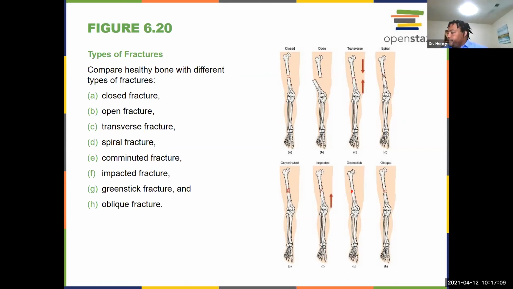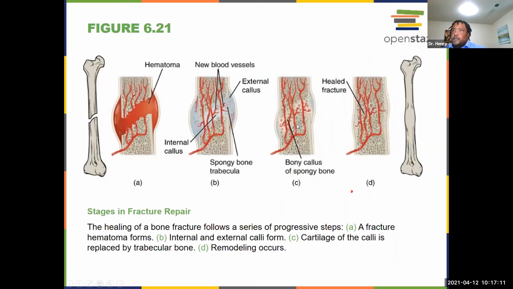So now, repair. The first thing that happens during repair is that you form the hematoma. A hematoma is basically where you're starting to get your blood clotting to occur. So you're getting clotting at the point where the bone has actually fractured.